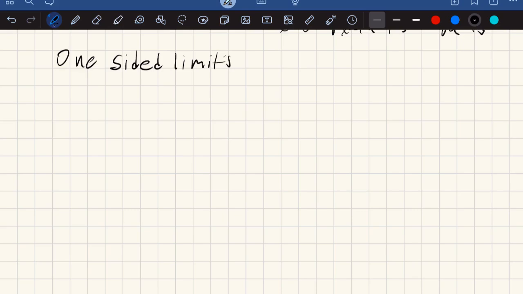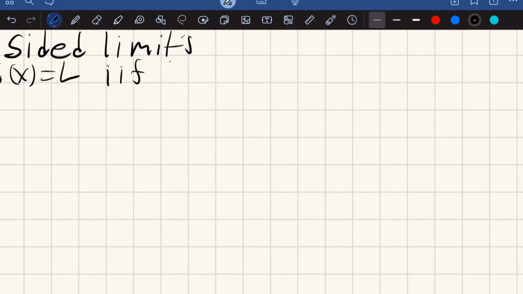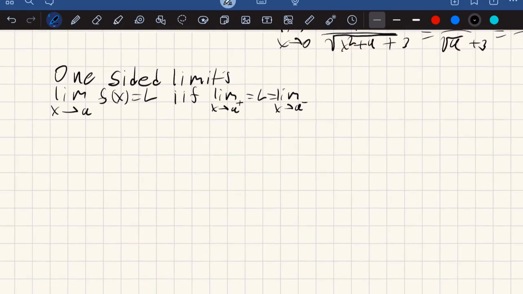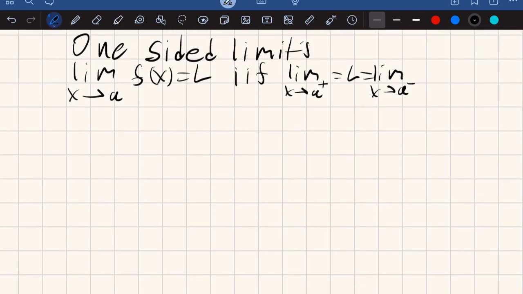So if you remember what a limit is, the limit as x approaches a of f of x equals L if and only if the limit as x approaches a from the right equals L, and the limit as x approaches a from the left equals L. So let's just go into it.